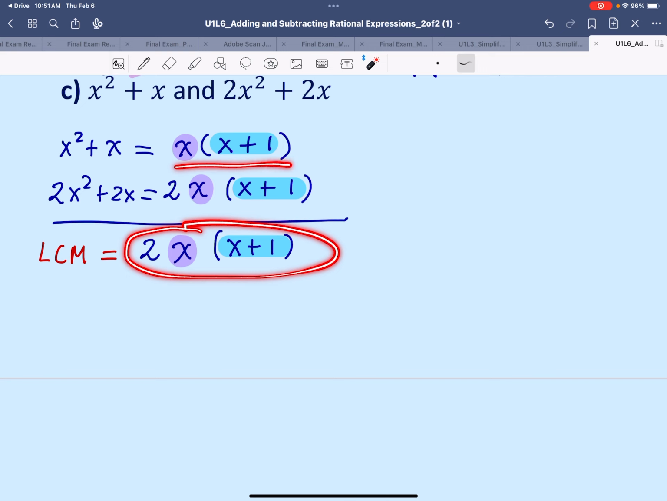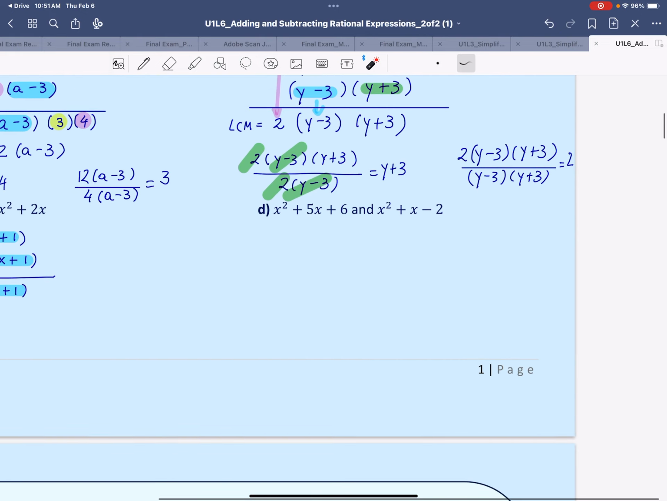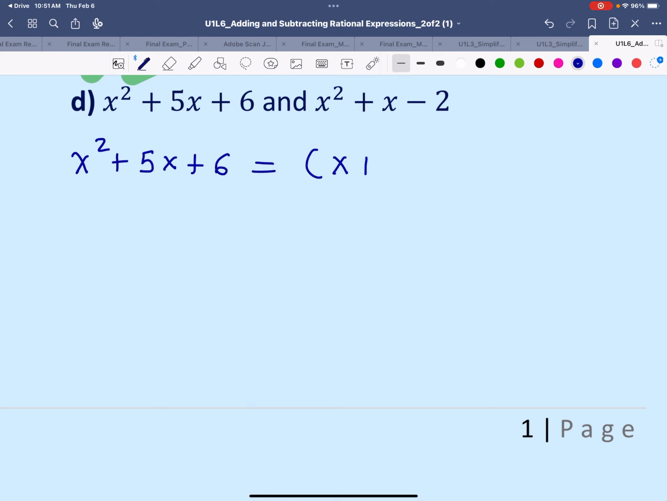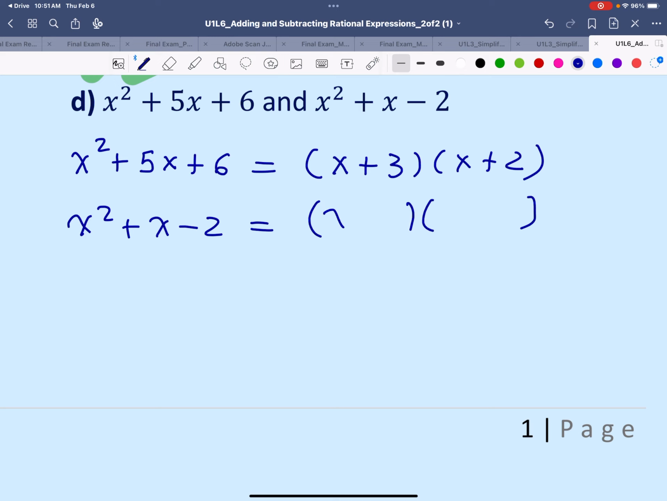This lowest common multiple, which is a polynomial, is divisible by each of the polynomials. Now, in the next example, we have x squared plus 5x plus 6. Again, we're going to break this down into factors, which are x plus 3 and x plus 2. And then we have x squared plus x minus 2. So we are going to write this in completely factored form. I will start with an x. Two numbers that multiply to negative 2 and add to positive 1 would be positive 2 and negative 1.